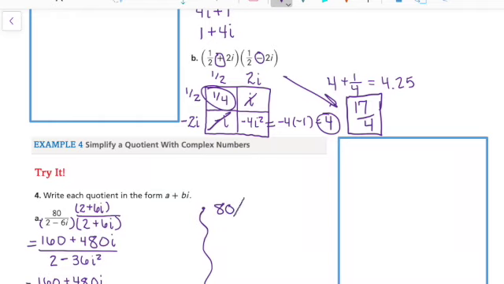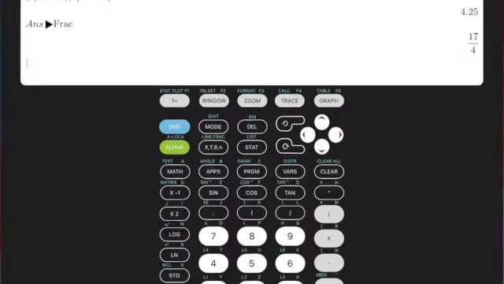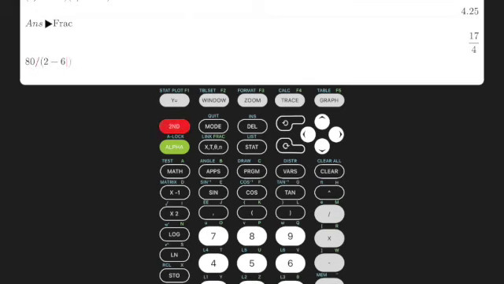Now, to use my calculator to begin with, I'm going to do 80 divided by 2 minus 6i. Notice the parentheses. They are a must. In fact, I'm going to highlight those so that you remember. You must have the parentheses or you will not get the right answer. So let's go back and look. 80 divided by 2 minus 6i.